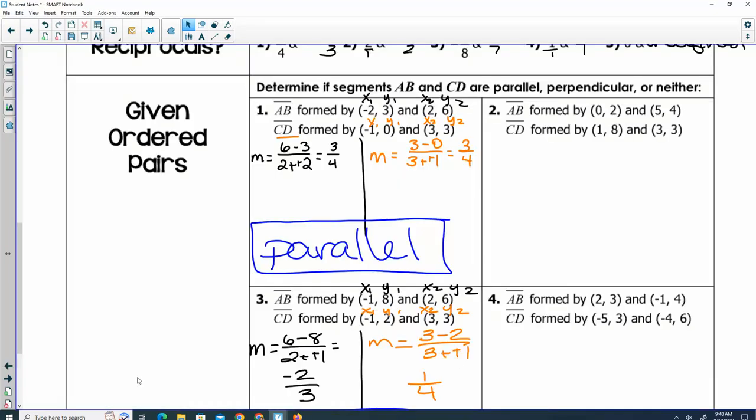So parallel lines, same slope, because they're never going to touch. So we have to be able to find our slope. Perpendicular. How do we tell if they're perpendicular?